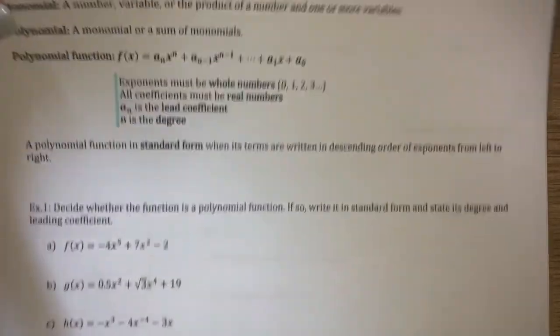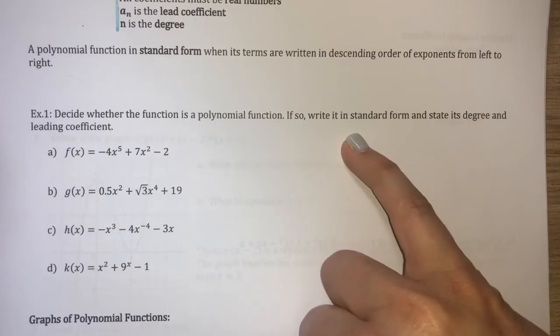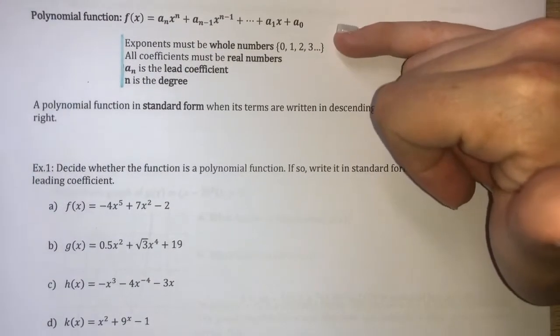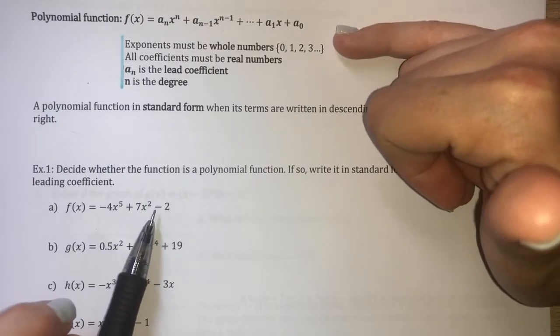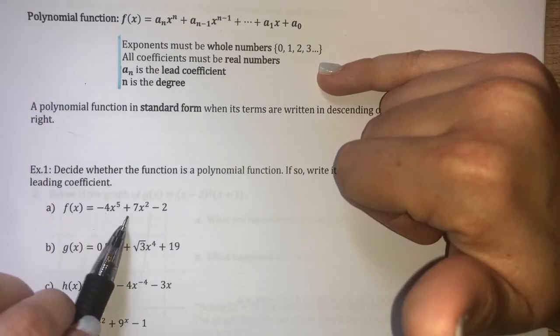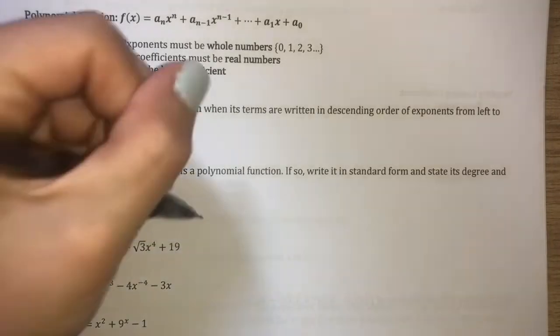So for example 1, we're going to determine if something is a polynomial function or not, and then identify the degree and its lead coefficient. For a, it's f of x equals negative 4x to the fifth plus 7x squared minus 2. To determine if it's a polynomial function, we just have to see if it meets this criteria. Are all the exponents whole numbers? Yes, because it's just 5 and 2. Those are both whole numbers. And are all coefficients real numbers? Yep, we have negative 4 and 7, and then the constant is negative 2. So it meets both of those, so it is a polynomial function.